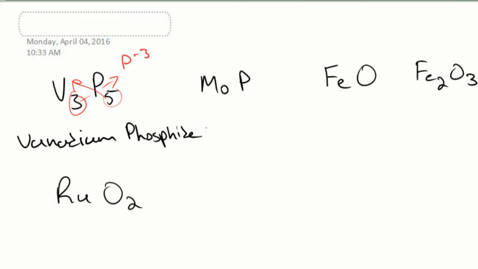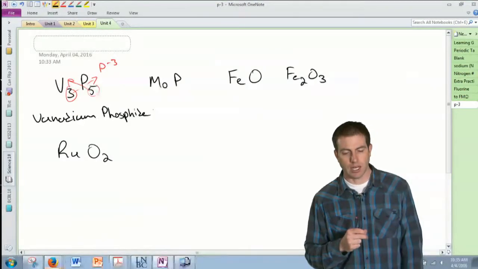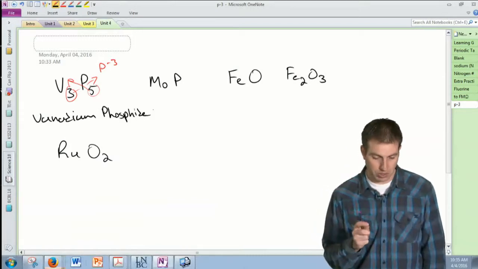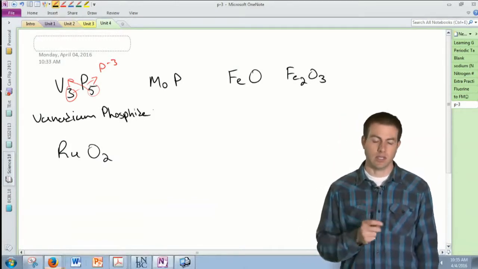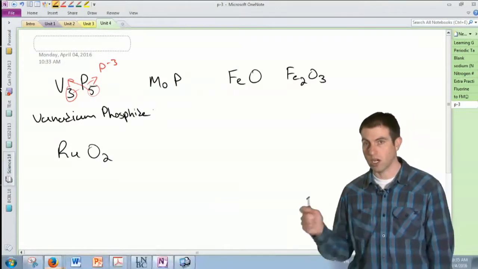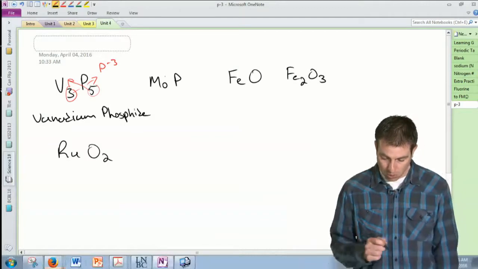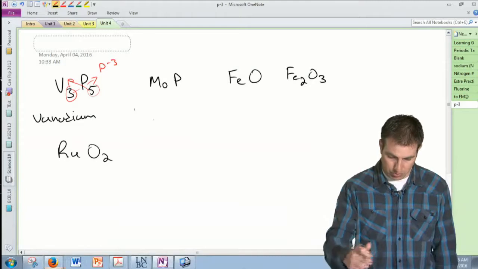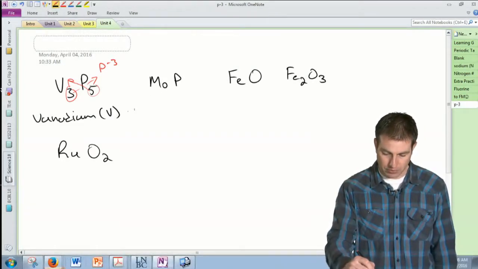It's phosphorus, and we usually change the ending just to phosphide. So phosphoride sounds right, but we like to have a two-syllable sort of ending, phosphide, oxide, instead of phosphoride. Just kind of a finicky chemistry thing. Oh, I forgot the Roman numeral here. The whole point of this thing. Vanadium 5 phosphide.